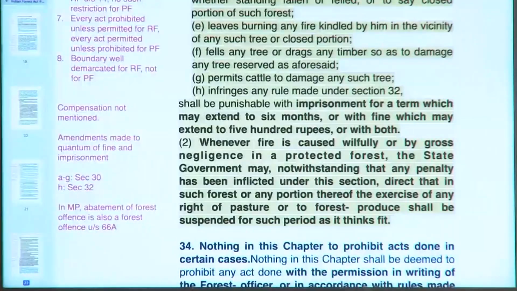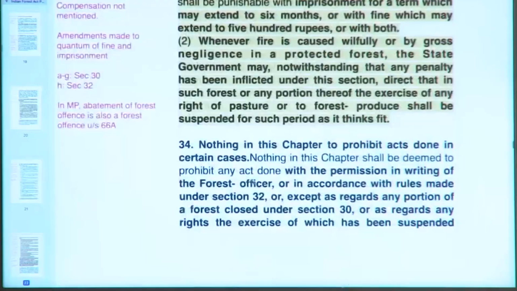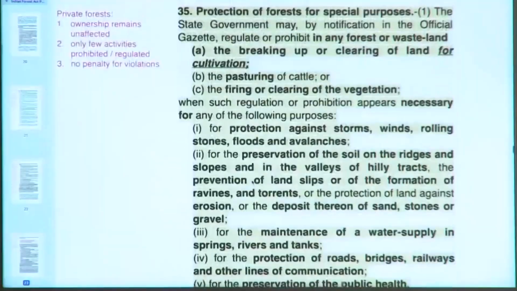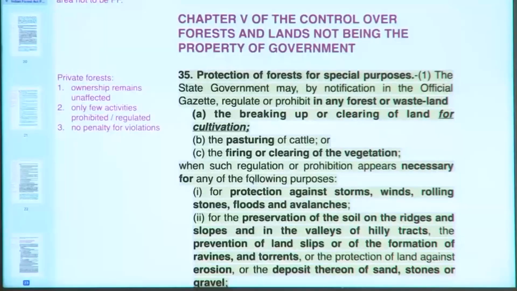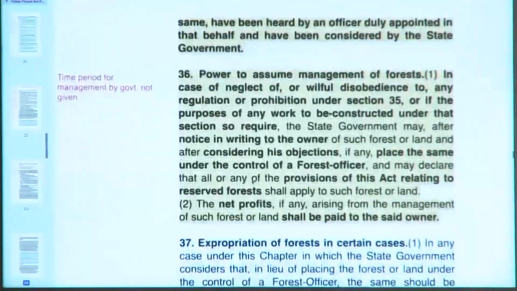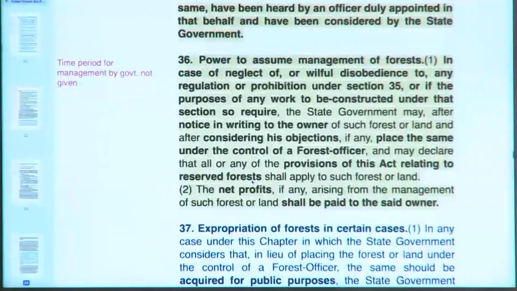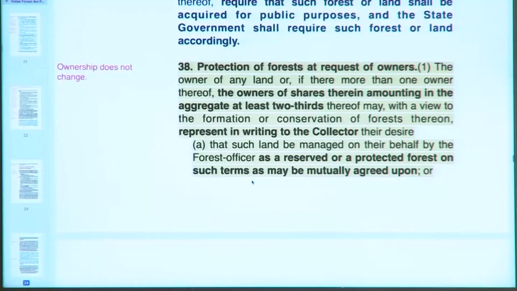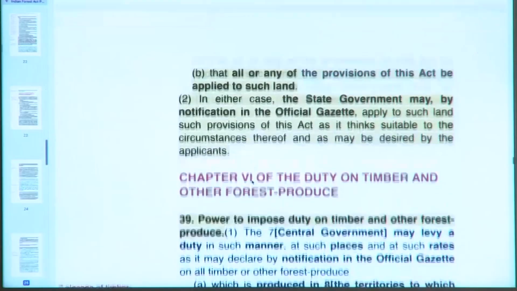Then penalties have been set in, and in the case of the Indian Forest Act, the imprisonment is for a term which may extend to 6 months, or with a fine which may extend to 500 rupees, or both. Then we have the protection of forest for special purpose. This can be taken up by the government, or in certain cases the protection of forest can be done even at the request of the owners of the forest.